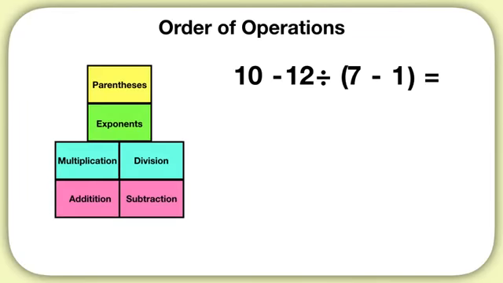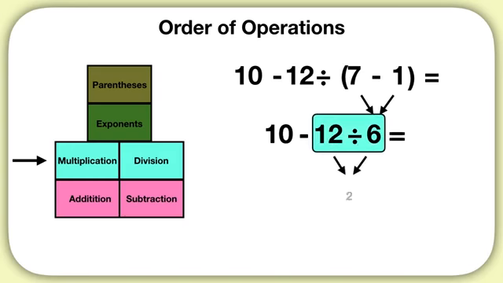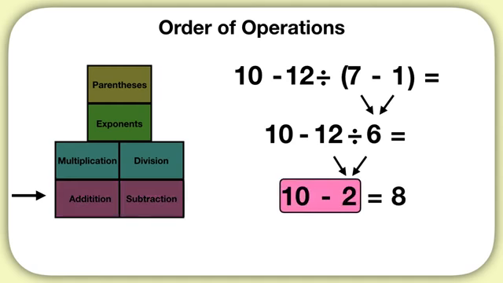What is the correct answer to this equation? First, solve the parentheses. 7 minus 1 is 6. Then, check for any exponents. There are no exponents, so look for multiplication or division. Next, you can divide 12 divided by 6. That gives you 2. Now there's no more multiplication and no more division. You solve the last step, which is your subtraction. 10 minus 2 is 8. There's no more addition, no more subtraction, so our final answer is just 8.